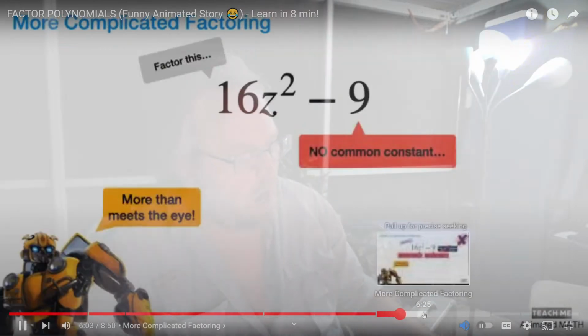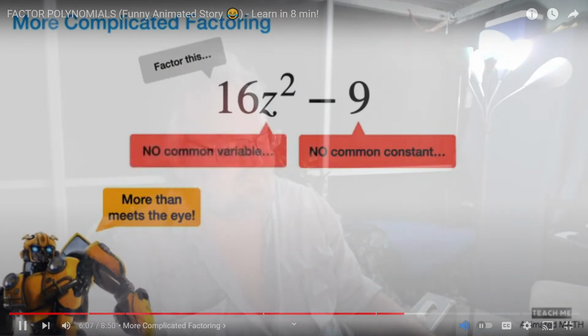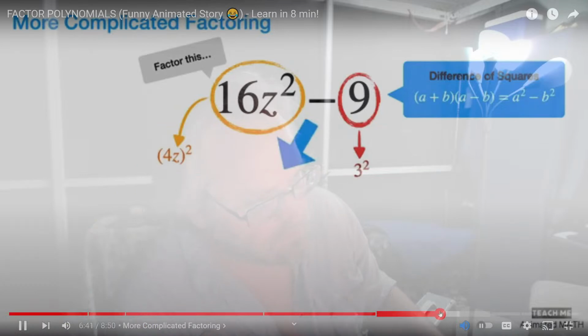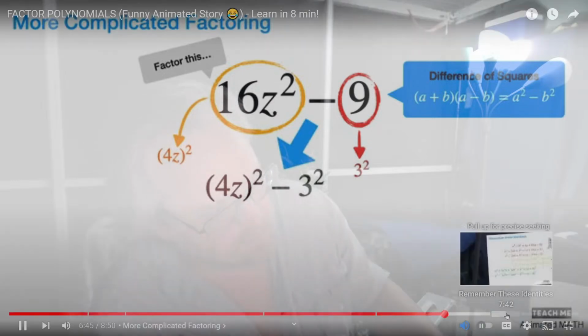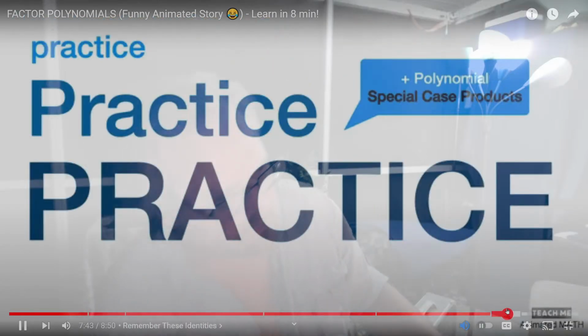At first glance there doesn't seem to be any kind of common factor between 16z squared and 9, because there is no common constant either, and there is no common variable. But 16z squared is equal to 4z squared, and 9 is equal to 3 squared, and we now have 4z squared minus 3 squared.